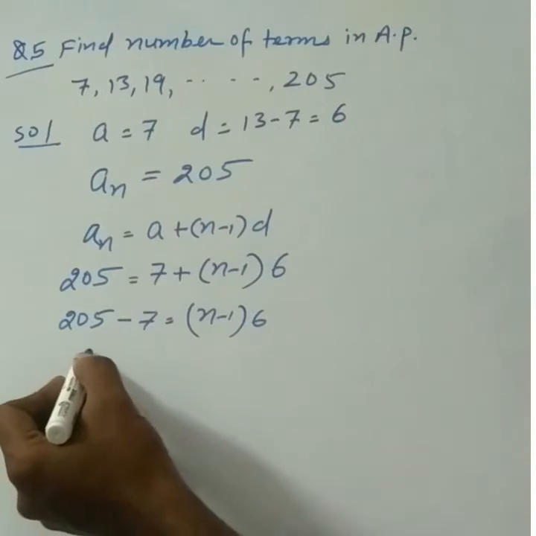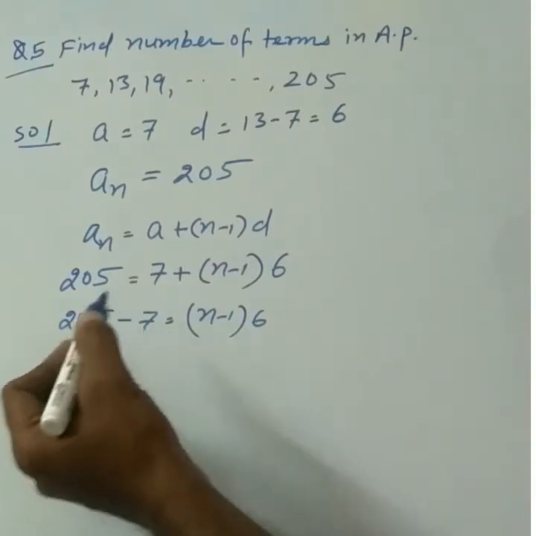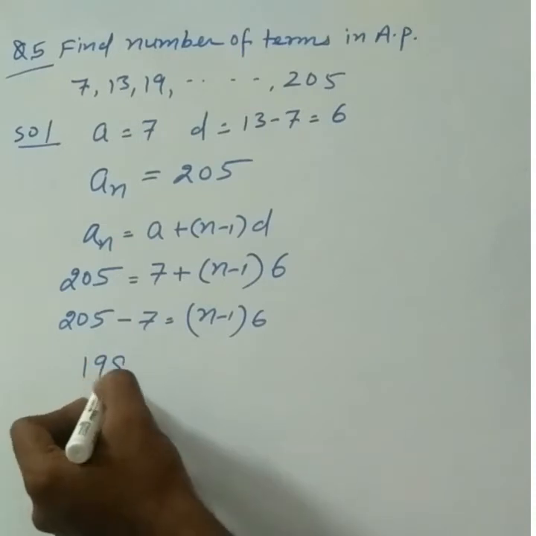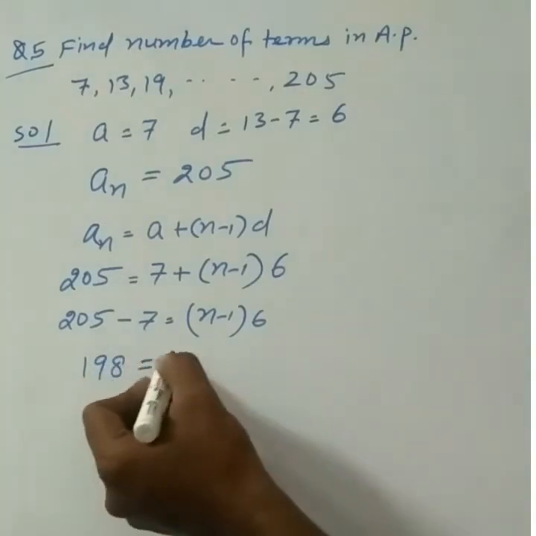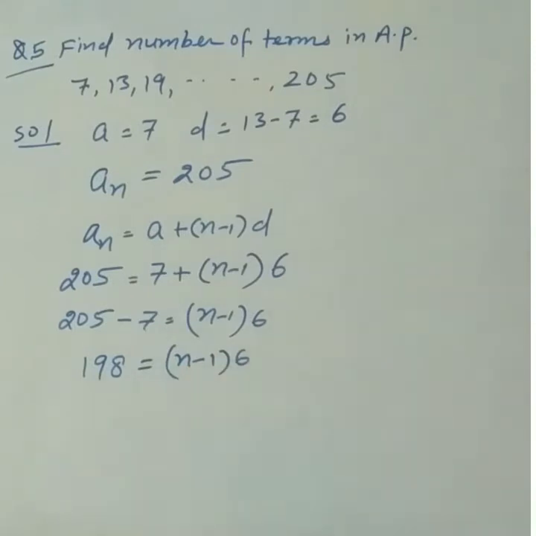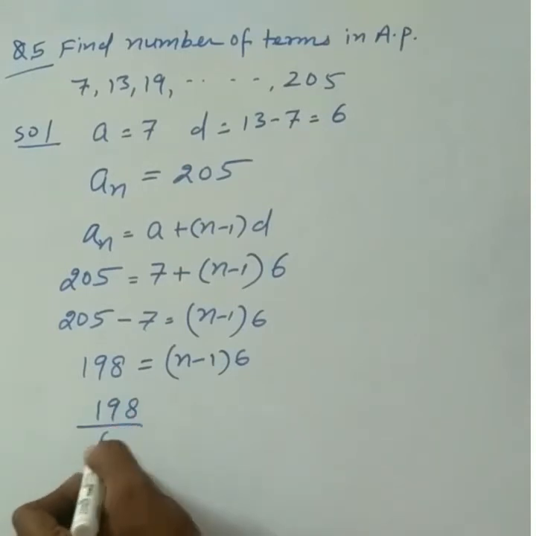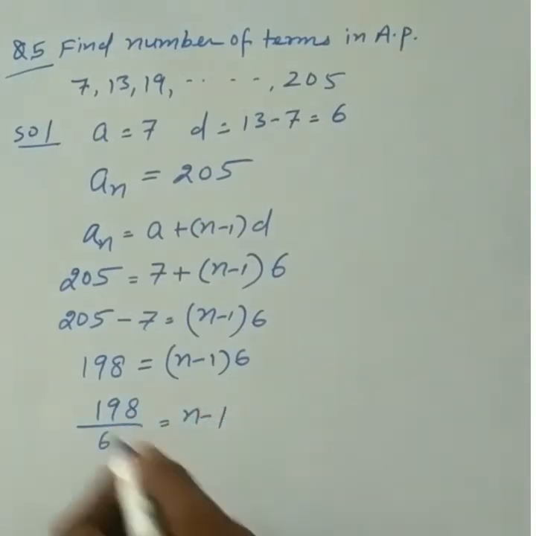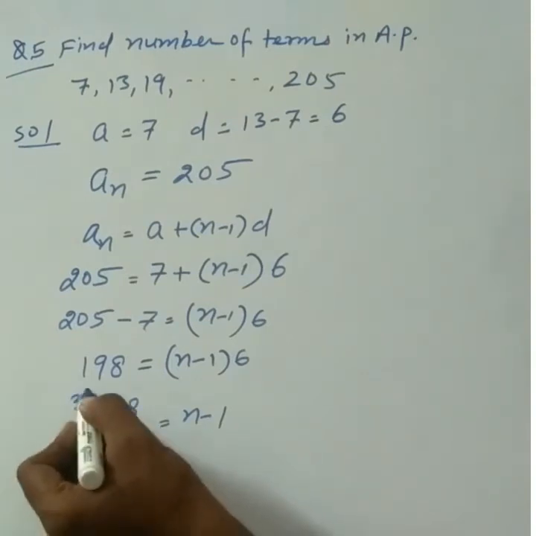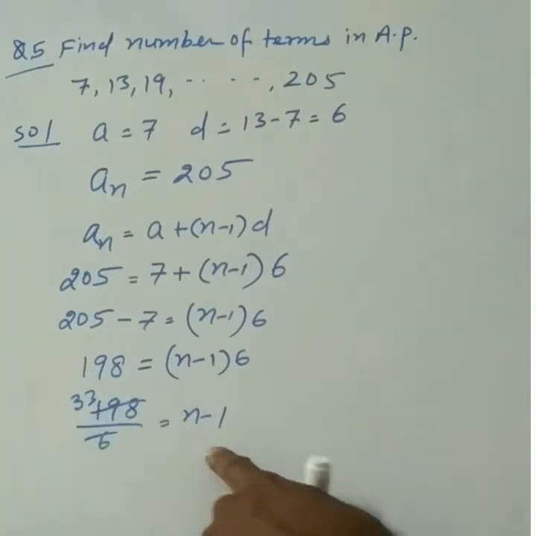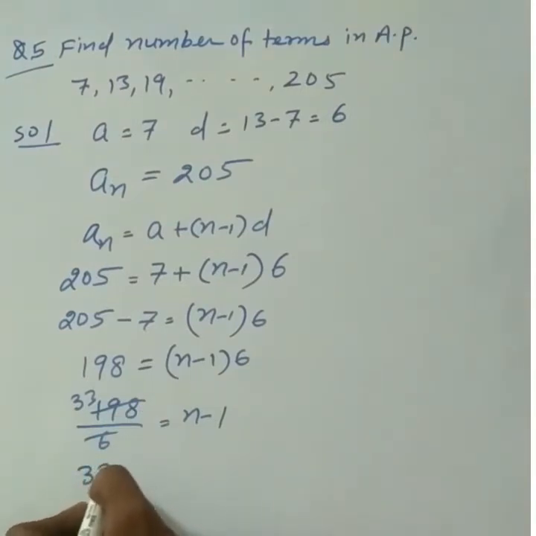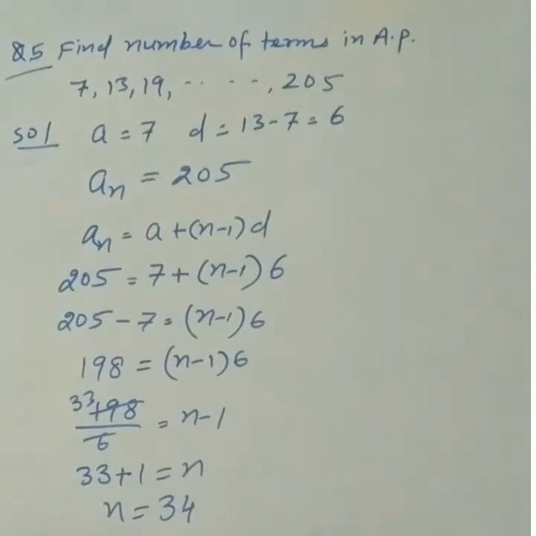Subtract these two. 205 minus 7, 198 equal to N minus 1 into 6. Shift this 6 on this side. 198 upon 6 equal to N minus 1. 6 3s are 18. 6 3s are 18. 33. Now we are shifting this 1 on this side. Plus 1 equal to N. So N is equal to 34. So 34th term is 205.